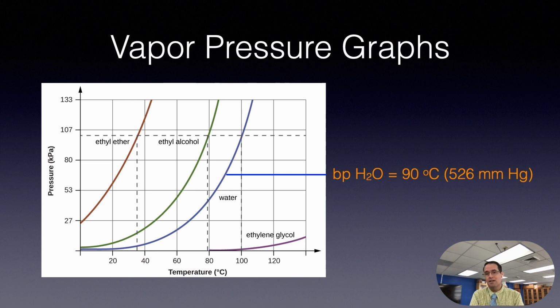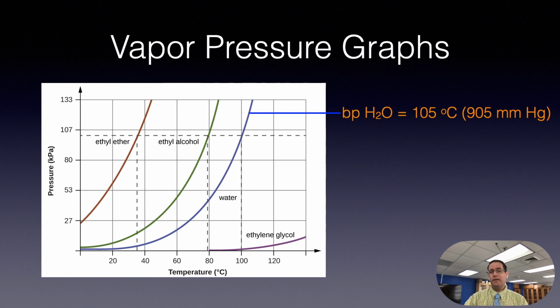But if we lower the pressure of water, maybe 526 millimeters of mercury, say we go onto the top of a really high mountain somewhere, the boiling point of water is actually going to drop to 90 degrees Celsius, for example, in this case. And we can also increase the pressure, say, for example, in a boiler or a steam engine or a pressure cooker, and pressurize the gases in there. If the pressure is 905 millimeters of mercury, it turns out that the boiling point of water is going to be raised, and it's going to be 105 degrees Celsius, okay?